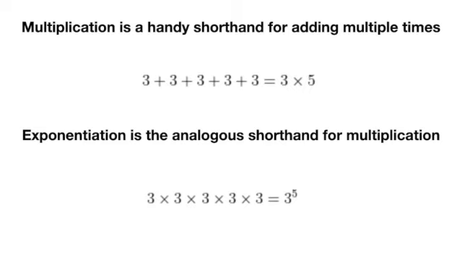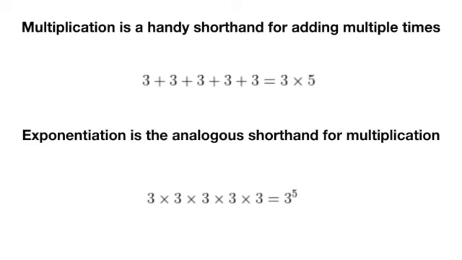That's where multiplication comes in. It acts as a shorthand, which allows us to replicate the process of addition a certain number of times. The logic governing exponentiation is the same. It is a shorthand of some sort for multiplication.